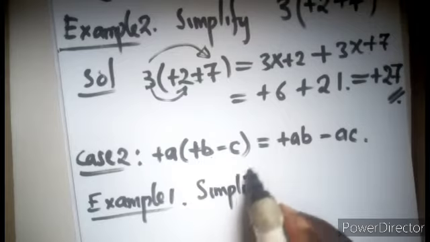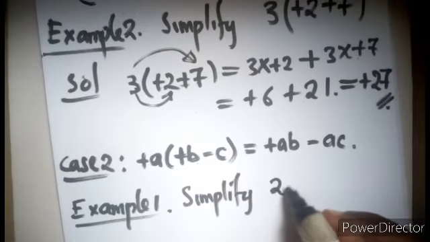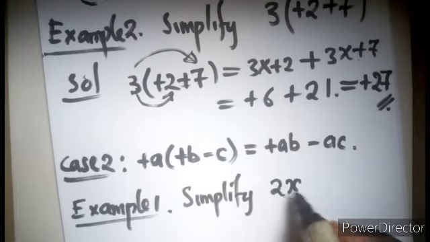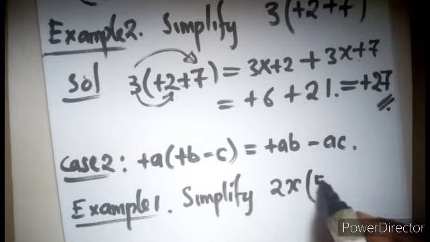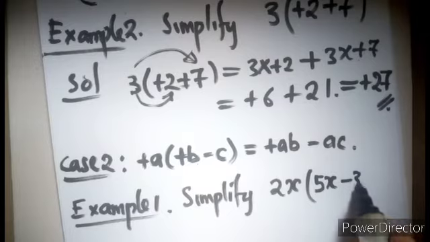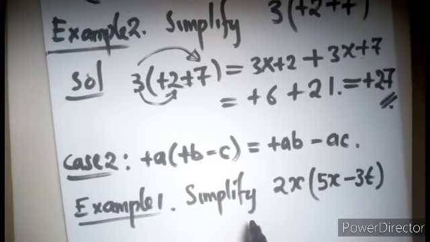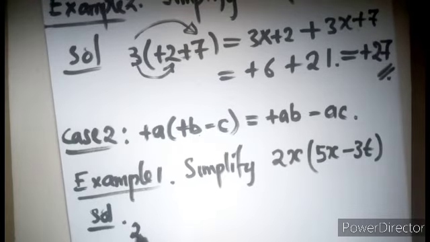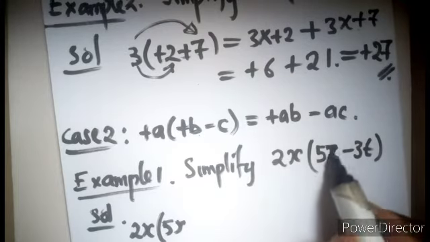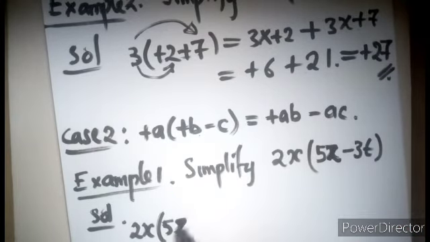If you are asked to simplify that same question, 2x, of course this is plus 2x. When you don't see the sign in front of the variable, that means it's positive, into what? 5z, but minus 3t this time around. What you do here, you open the bracket as usual, 2x into 5z, the letter z, 5z minus 3t.